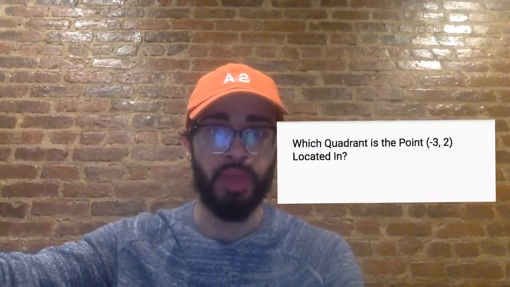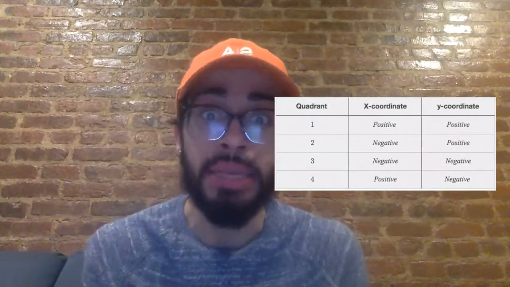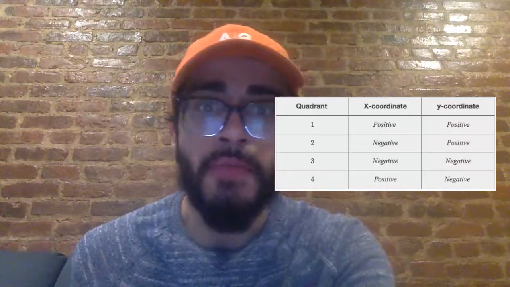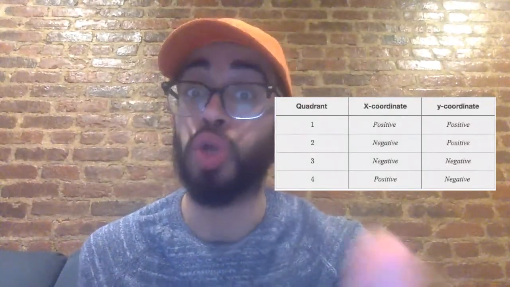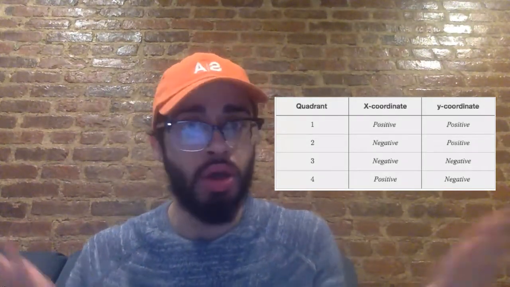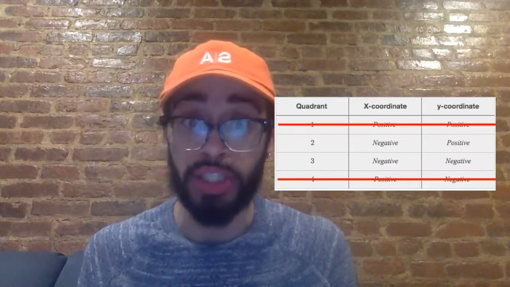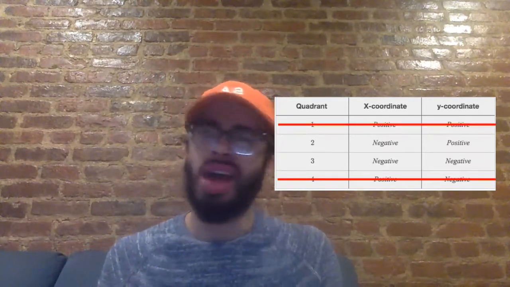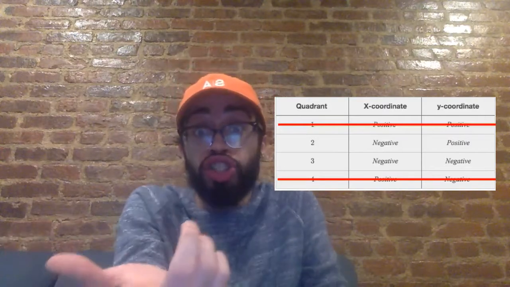So what I'm going to do right away, I'm going to go back to that chart we just had, this one right here, and I'm going to make some eliminations. I know my x-coordinate is negative, so there's no way that my point is going to be in quadrant 1 or quadrant 4. Because if you look closely, in those quadrants, your x-coordinate is going to be positive. But we already know our x-coordinate is -3, which is negative. So just like on a multiple choice question, I'm going to eliminate those 2 options. There's no way I'm going to get tricked, and neither should you.